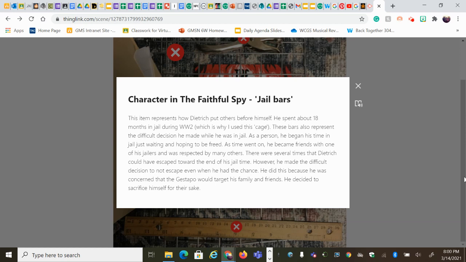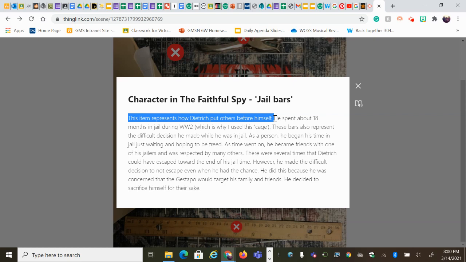Okay, so what I want you to notice is that in this topic sentence, I have given you the character trait that I wanted to talk about. He is sacrificial. He sacrificed himself for other people. He put others before himself. So I've told you that right up front, and I've also explained how the cage, the object, represents his time in jail and his decision that he had to make in jail. Should I escape or should I not? And he ultimately decided not to so that his family and friends would not be in danger.